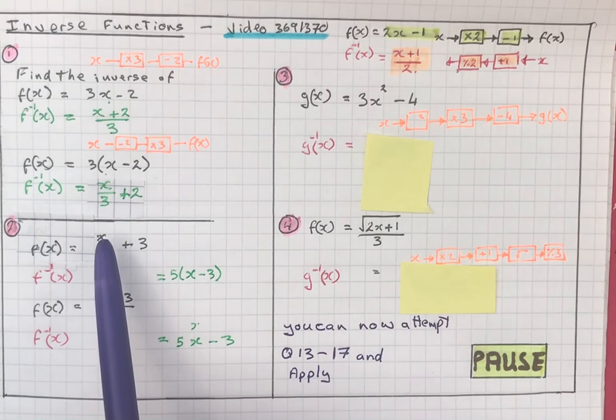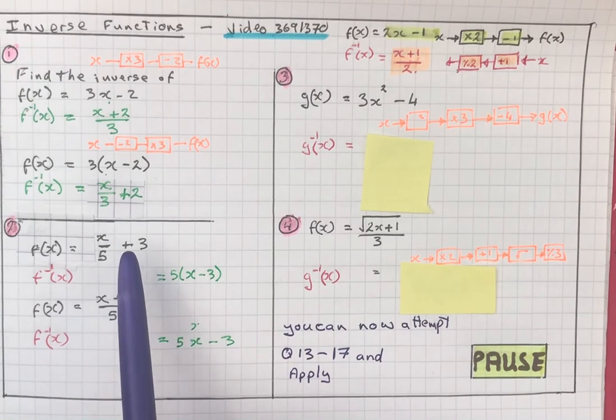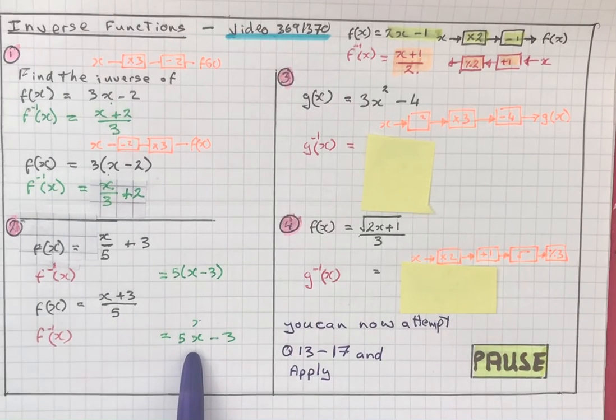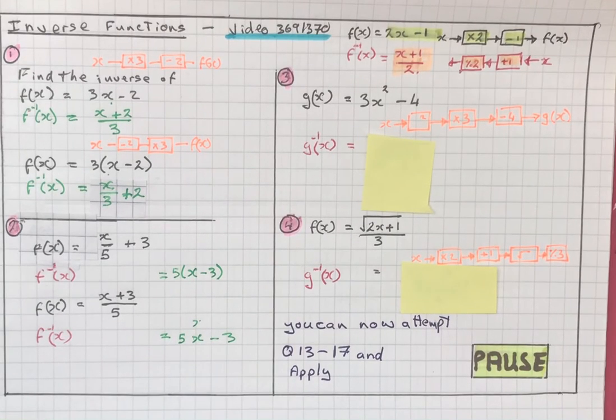Here, I take x, divide it by 5, and add 3. Add 3 was the last thing we did, so we need to do the opposite. We take x, subtract 3, and then multiply the whole thing by 5. Remember your brackets, they are important. Here, x plus 3 divided by 5. I take x, I add 3, I divide my answer by 5. Going back this way, I take x, multiply by 5, and then subtract 3 from that answer.